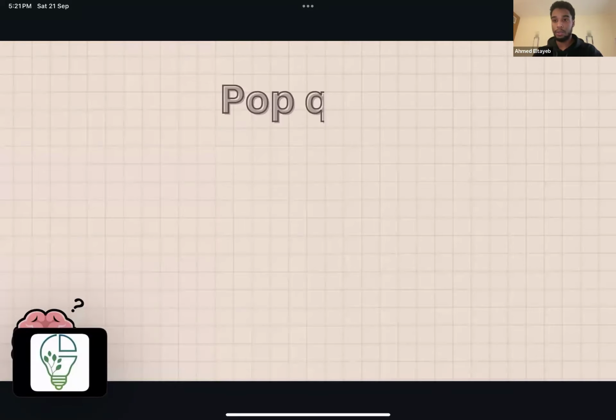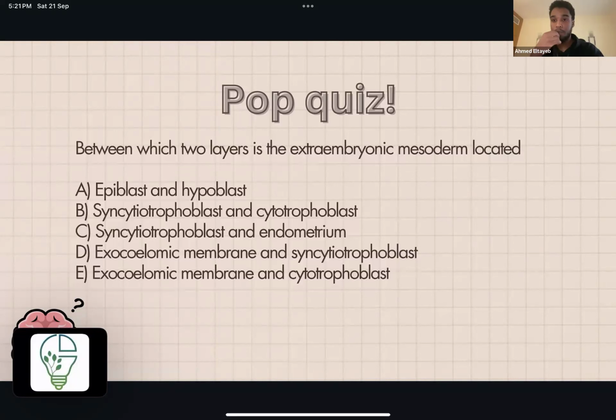And this is our last question for today. Between which two layers is the extraembryonic mesoderm located?